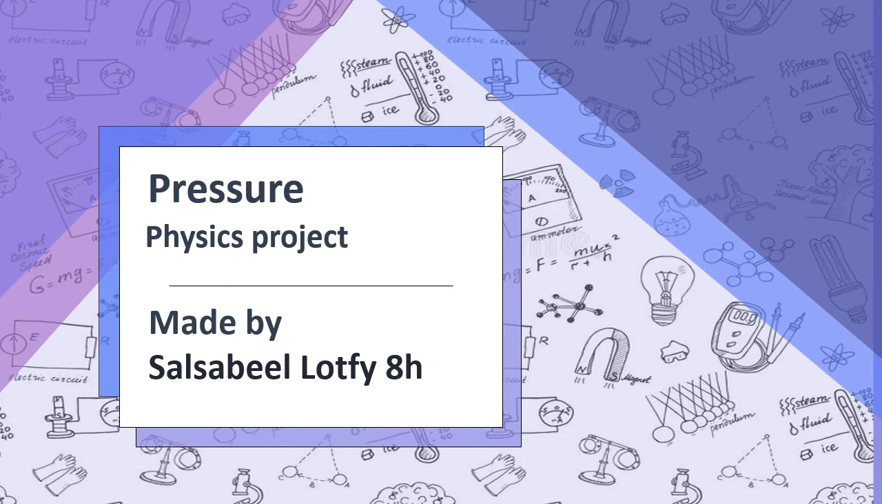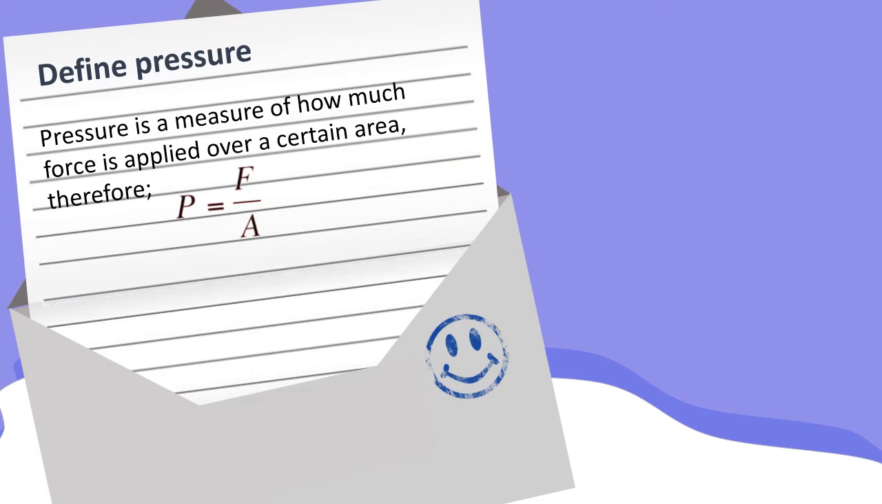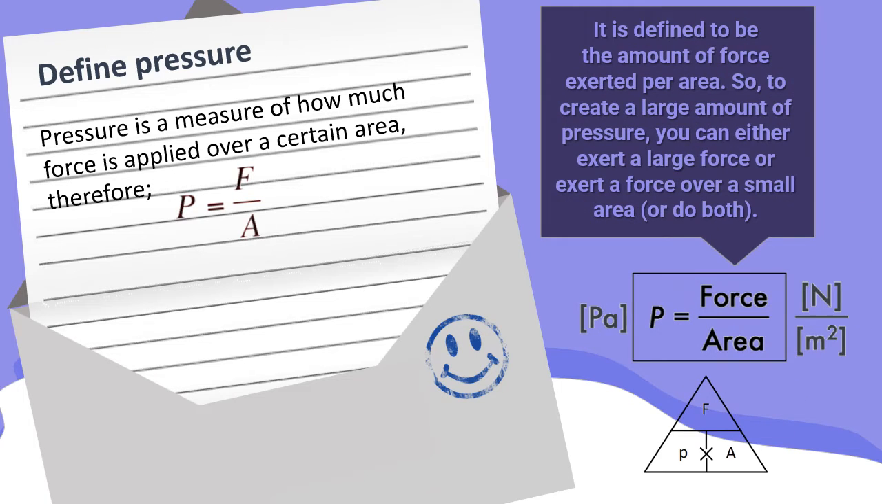Today I will be giving a presentation on the topic pressure. So what is pressure? Pressure is a measure of how much force is applied over a certain area. This means that the formula of pressure is force over area. Pressure is defined to be the amount of force exerted per area.